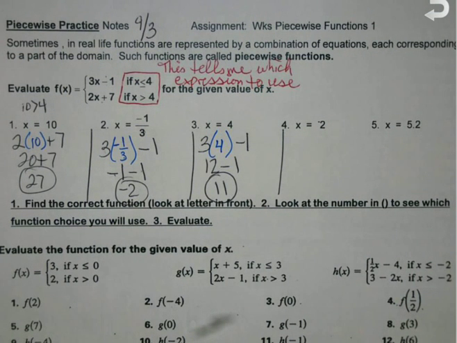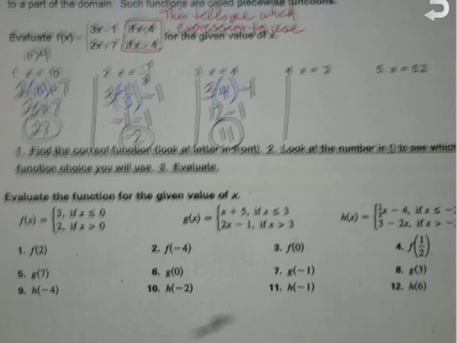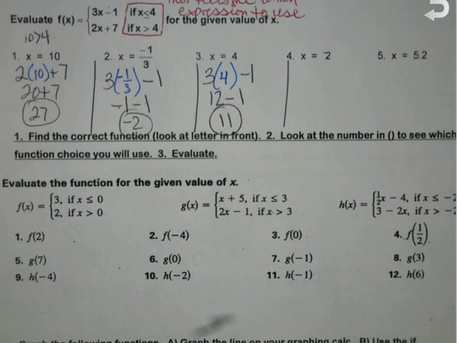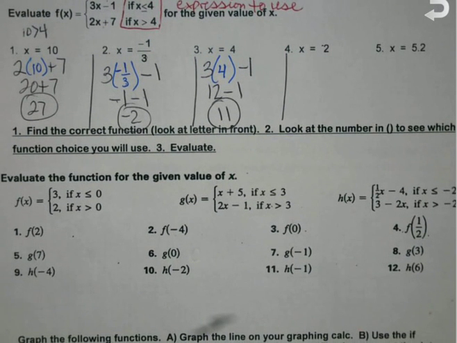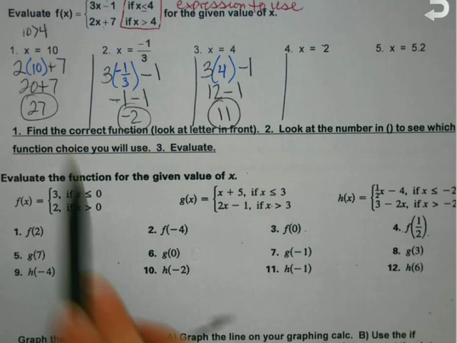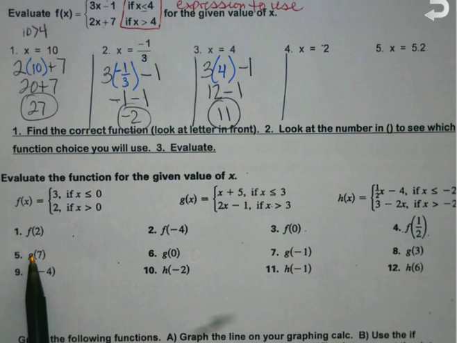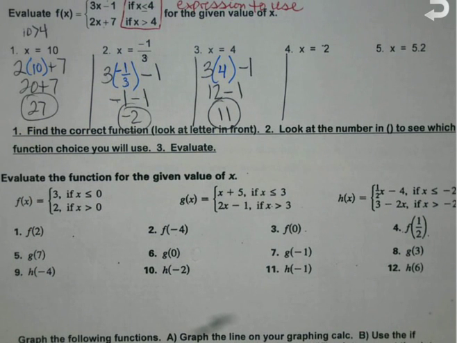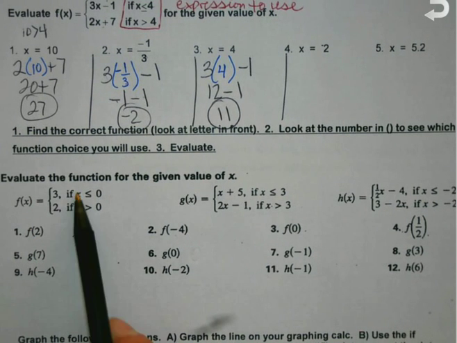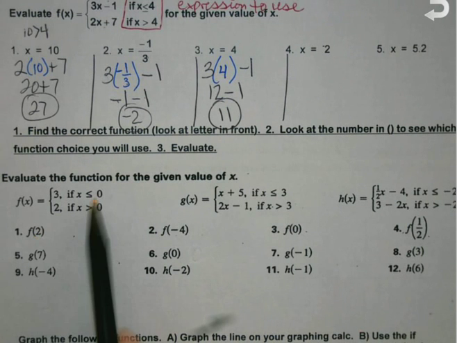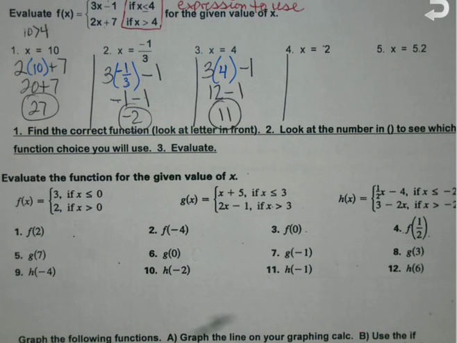Okay, again, it's algebraic. So is it always just going to be one function like this? Of course not. We always have to expand ourselves a little bit here. So down here, now we have 3 functions we're working with. F of x, g of x, and h of x. So when I'm doing this first, I need to find the correct function. I need to look at the letter in front to tell me which one I'm using. Then I need to look at the if statement to figure out which statement I'm using, and then I go ahead and evaluate. So we'll start with a couple of f's.